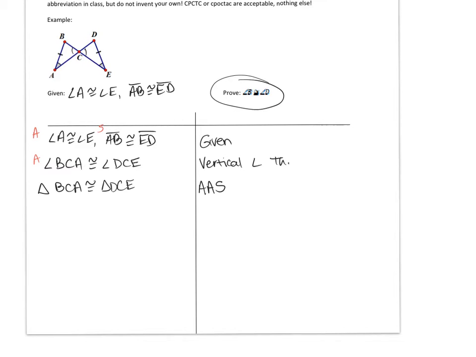Well, at this point, I've proven my two triangles to be congruent, which means if the two triangles are congruent, then every piece of one triangle is congruent to every piece of the other triangle. So I can now say that angle B is congruent to angle D because corresponding parts of congruent triangles are congruent. CPCTC. So CPCTC we use after we've proved two triangles to be congruent, and it's a really handy tool that allows us to say that individual pieces of congruent triangles happen to be congruent.